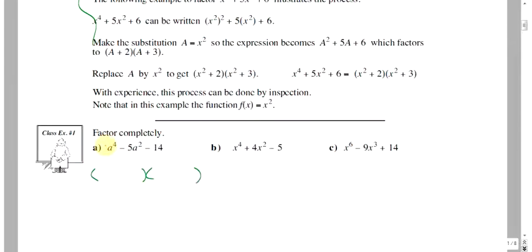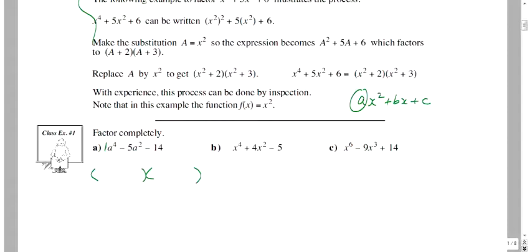A is 1. When I say A, I mean the coefficient of x squared. I know that's confusing because there was an A there. All right, so we maybe can do this by inspection.